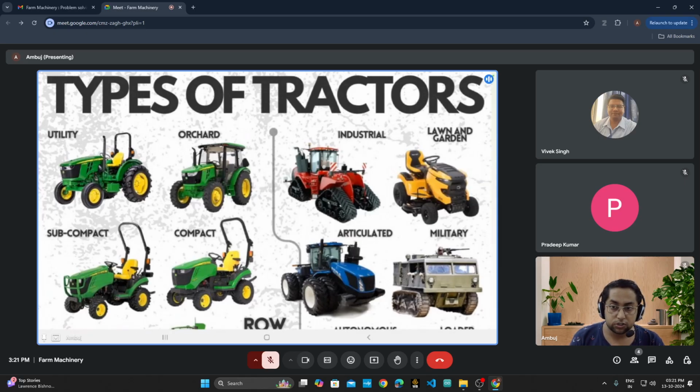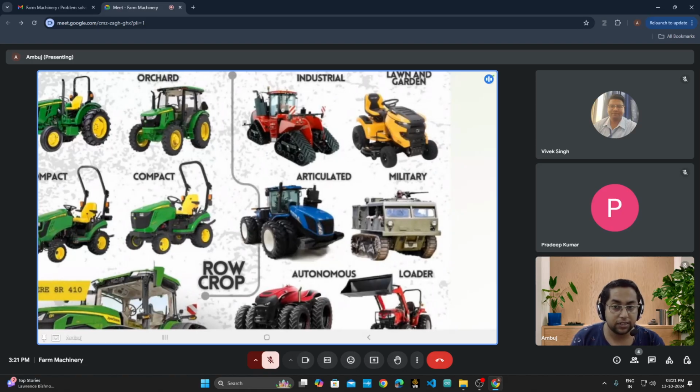Then your subcompact tractors are there. Subcompact tractors are multi-purpose tractors, particularly suitable for small farmers, as are compact tractors. Then articulated tractors are used for heavier applications. Here you can see two different sets of tires used in conjunction with each other, meaning you will have 8 total tires in this particular tractor.